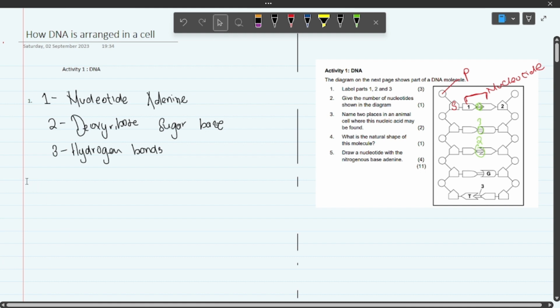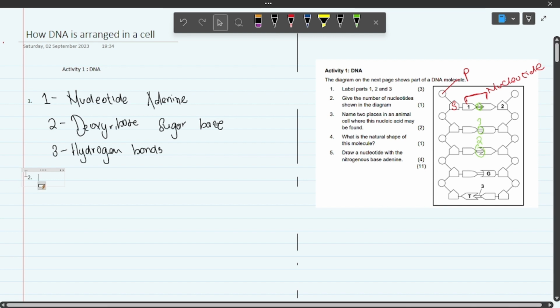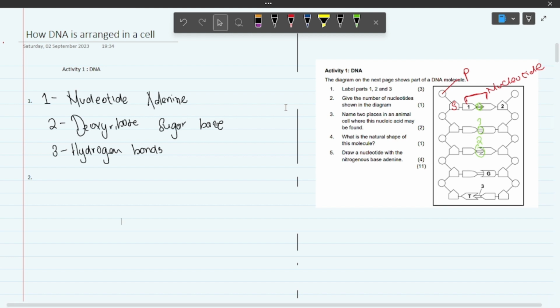So let's go to number 2, guys. On number 2 it says give the number of nucleotides shown in the diagram. To know how many nucleotides are in the diagram, someone might look at the nucleotides and count how many there are.